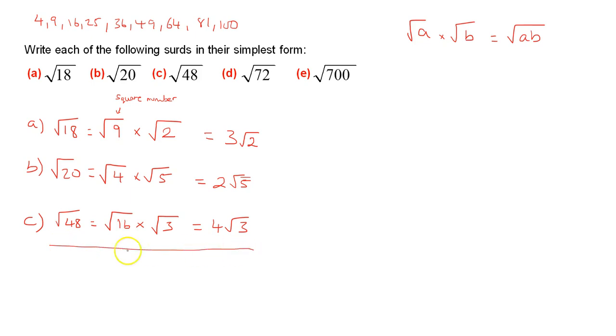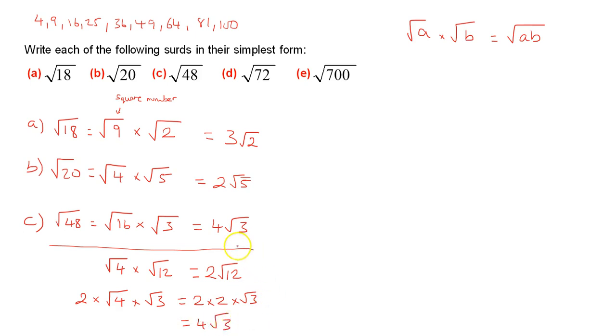So you could do this, if you couldn't find 16 and you thought, well, 4 goes into it, you could do root 4 times root 12. Now that would be equal to 2 root 12. However, root 12 isn't simplified, so we can simplify that further. So 2 root 12 is the same as 2 times, and then root 12 is root 4 times root 3. Now root 4 is 2, so we end up with 2 times root 3, which is 4 root 3, which is the same answer as the one we got above.